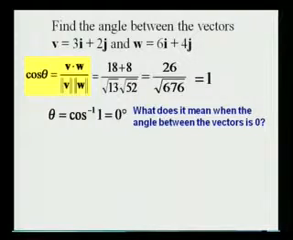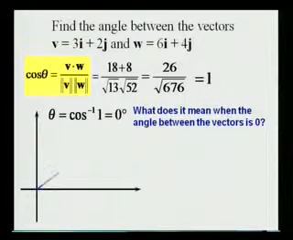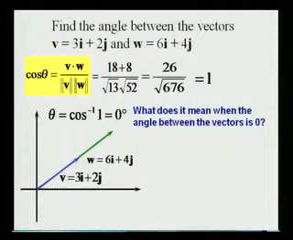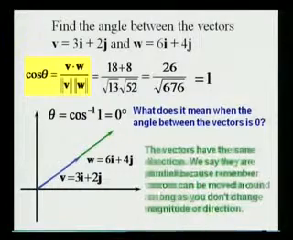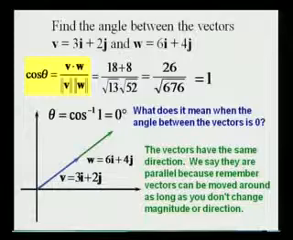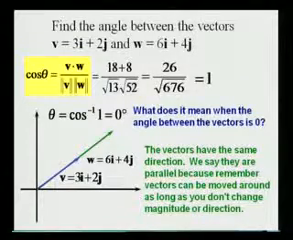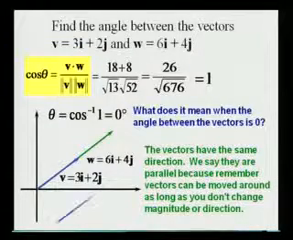What does it mean when the angle between the vectors is 0? Let us look here. The direction of both vectors 3i plus 2j and 6i plus 4j is the same, so the angle is 0. So the vectors have the same direction. We can say that vectors have the same direction if the angle between them is 0. Then both vectors are parallel, because remember that vectors can be moved around as long as you don't change the magnitude or direction.